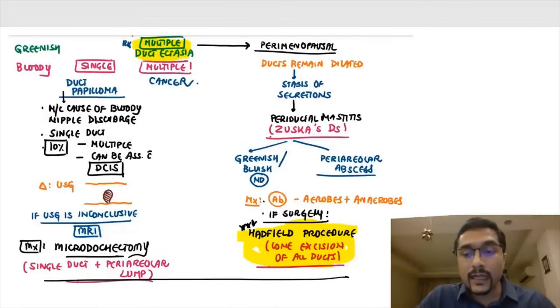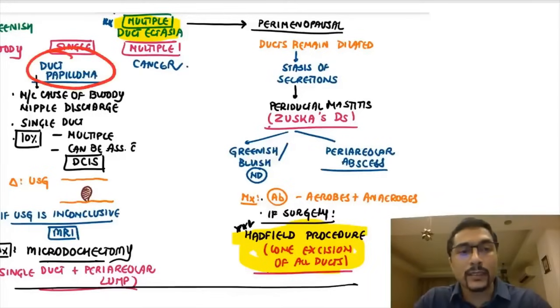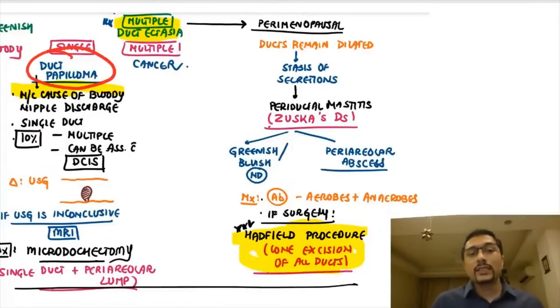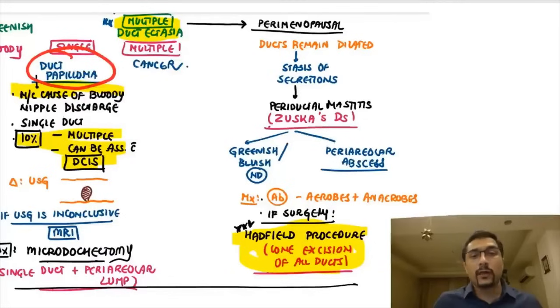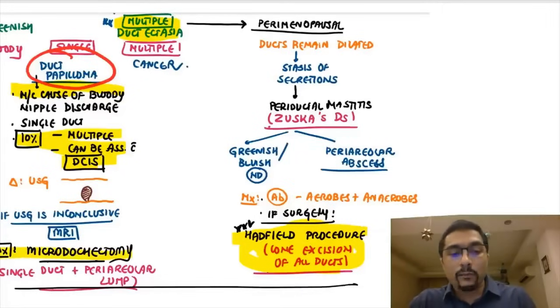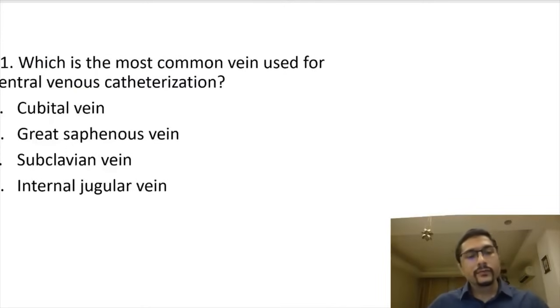But if a single duct is involved, single duct bloody nipple discharge, you will get it in duct papilloma. That is the most common cause. And because 10% of duct papillomas can be associated with DCIS, you know what DCIS is? DCIS is ductal carcinoma in situ, right? Non-invasive cancer. So in this case, we will do a microdochectomy. That means removal of a single duct and the lump. Okay, so that is what we carry out. To diagnose a ductal papilloma, we do an ultrasound. If an ultrasound is inconclusive, we will do an MRI.